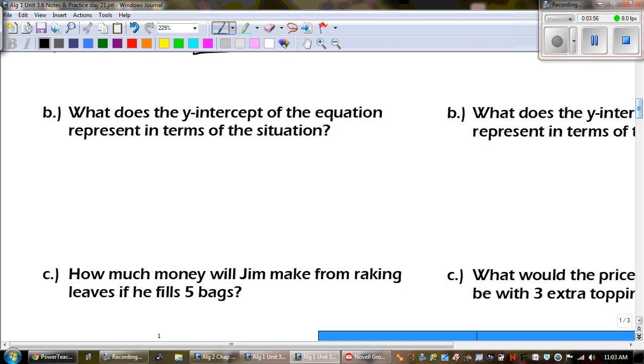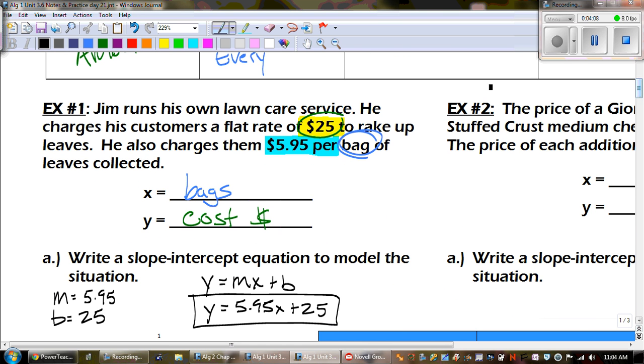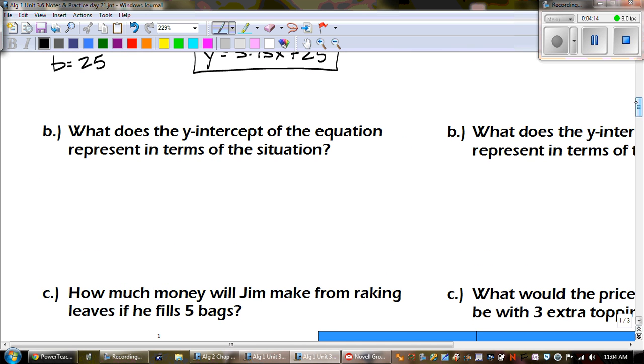Okay, B. What does the y-intercept of the equation represent in terms of this situation? We'll go back and read it. We highlighted it. He charges his customers a flat rate of, yeah, $25. The y-intercept was 25, so that's the flat rate of $25.